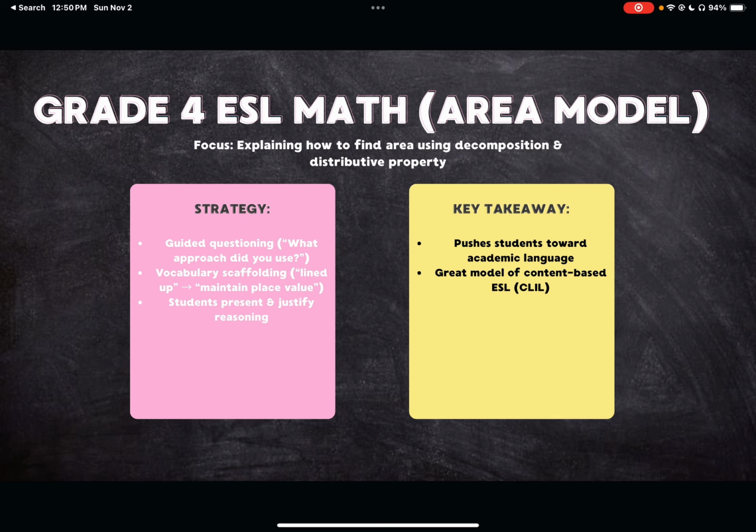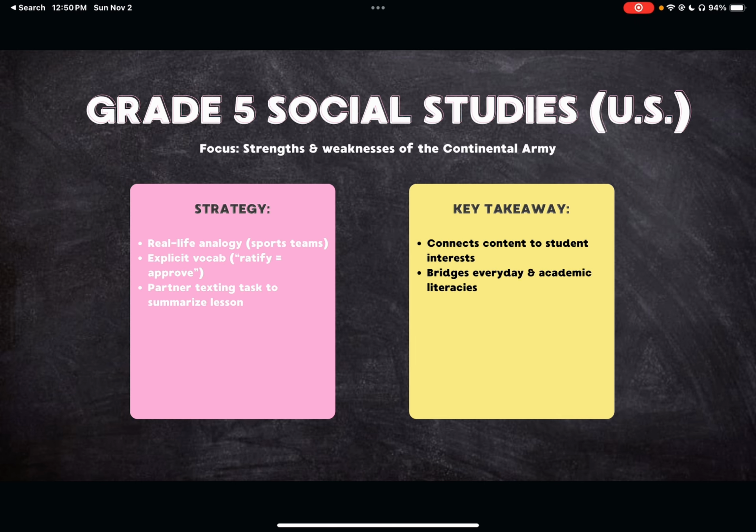And that really helped the students move from everyday phrases like "lined up" to formal terms like "maintain place value." So this was a strong example of a content-based ESL, also known as CLIL, where the students learn language through subject content. By combining math and language, the teacher helps students strengthen both the conceptual understanding and the academic vocabulary.